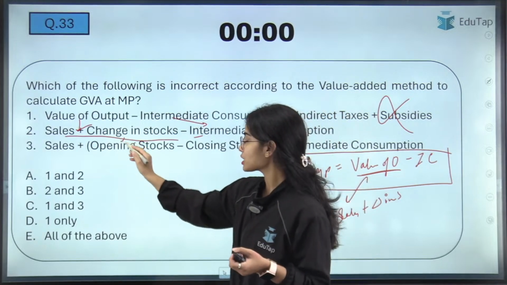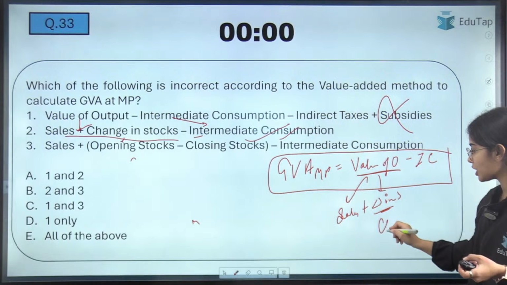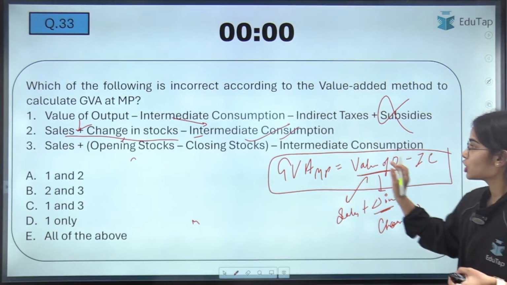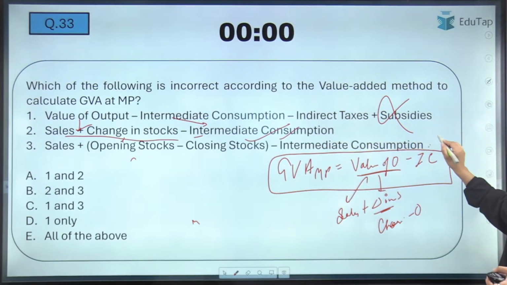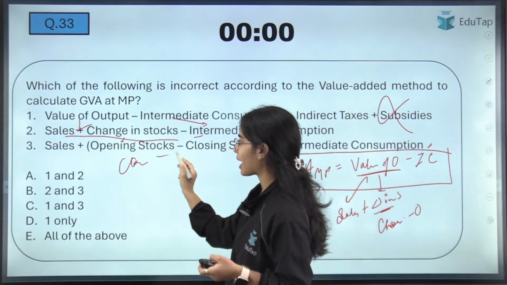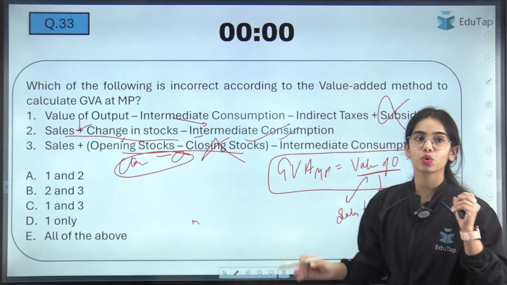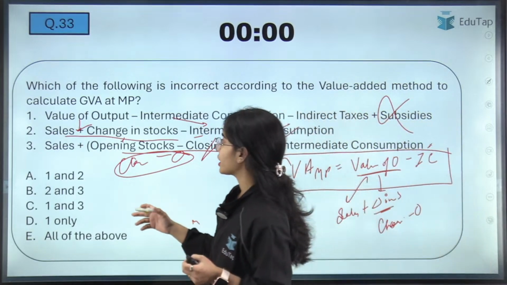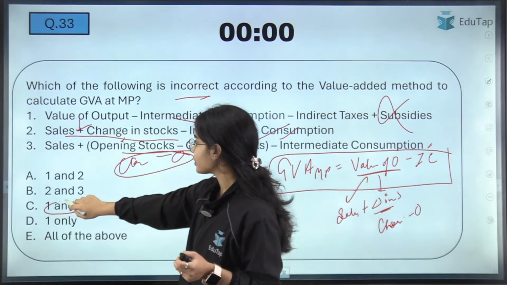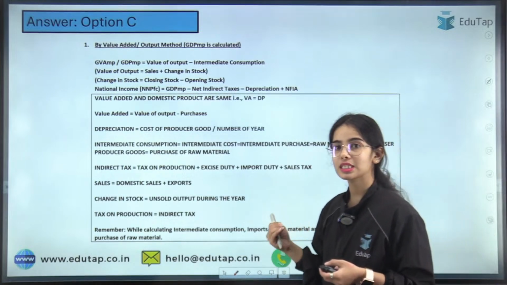Now the change in stock can be further opened as closing stock minus opening stock. This would have been the correct statement if it had been closing stock minus opening stock, but opening minus closing is written, so this is wrong. Only the second statement is correct. So here 1 and 3 are incorrect. You have to find the incorrect statement. Only the second one is correct. Got it? So C is the answer here.